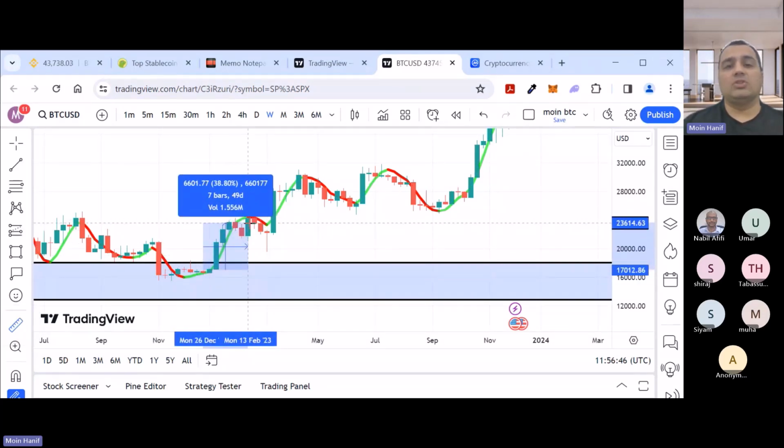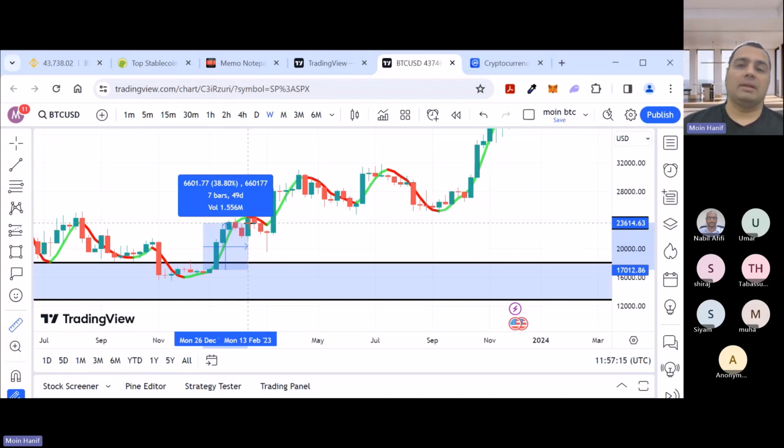So that increase you can see is $6,600. It went up from 17,000. On the right hand side, you can see the blue values, right? 17,012 to 23,000. That's about $6,000. And it went up by about 38%. So if you invested about $10,000, you would have made $3,800 of profit from December to February, in that 2-3 months, right?